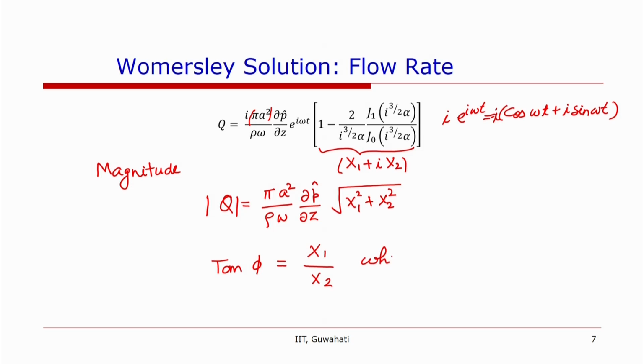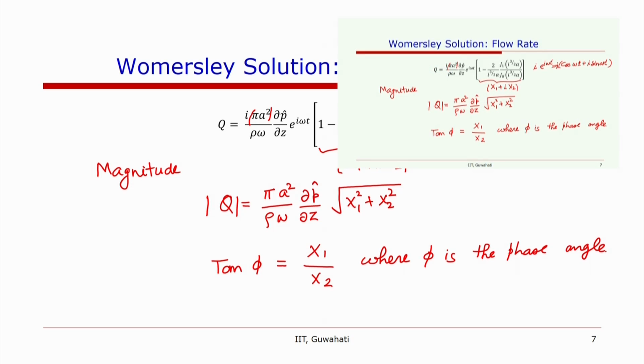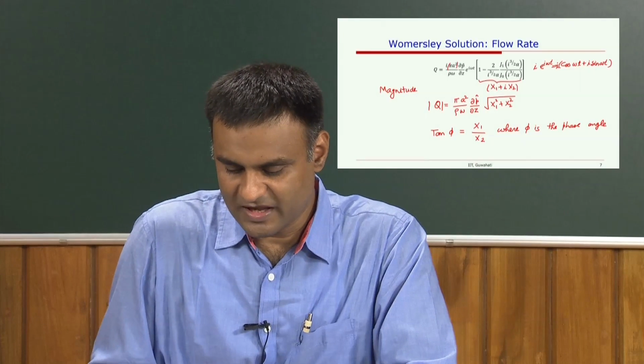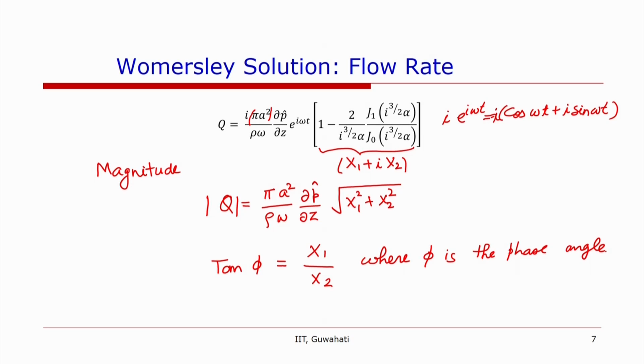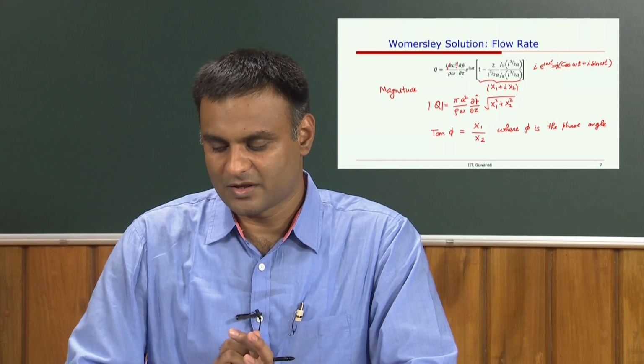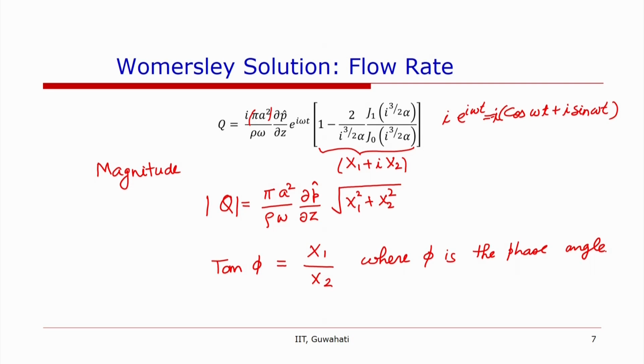Where phi is the phase angle between the pressure gradient and the flow rate. You might recall from yesterday's analysis that at small Reynolds number the flow rate is same as in a pulsatile flow, and the phase angle between the two is 180 degree, whereas for large Reynolds number the phase angle is about 90 degree between the two.